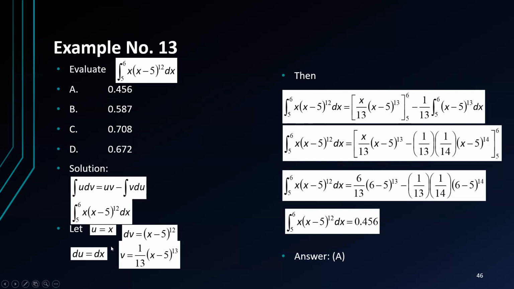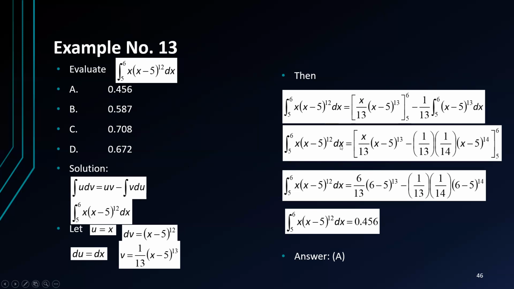So, yung u is x. Tapos, multiply mo ng v, this is 1 over 13. So, x over 13 times (x minus 5) exponent 13, same limit. Then, minus, diba, v times du. Integral v is 1 over 13 times (x minus 5) exponent 14, dinabasa natin to. Then, du is dx. So, yan. Therefore, may integrate mo na to alone.